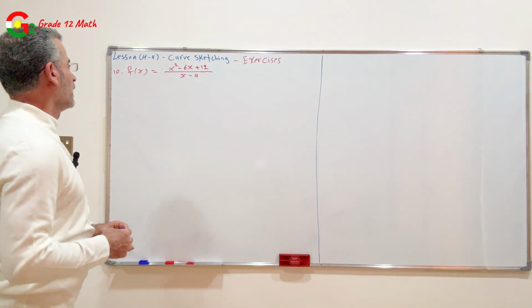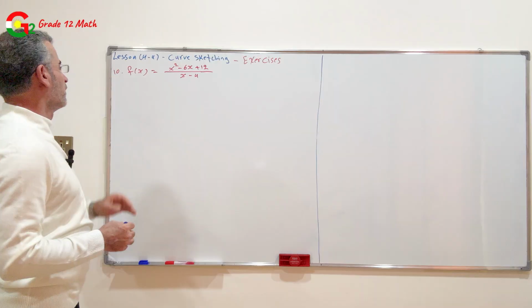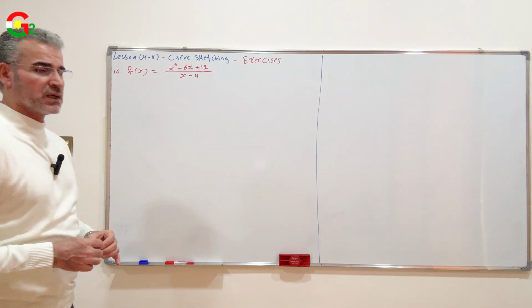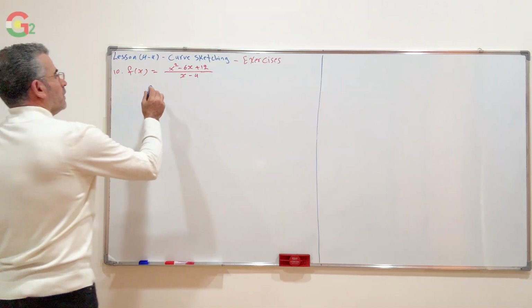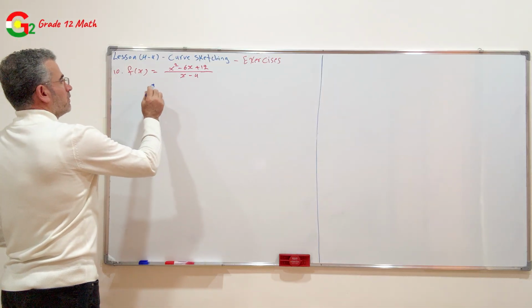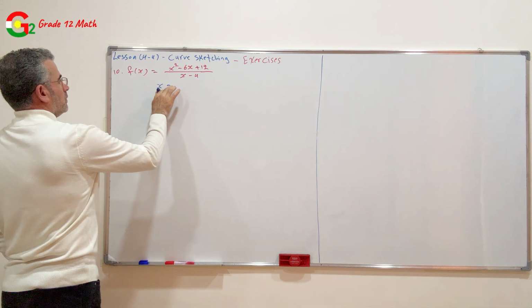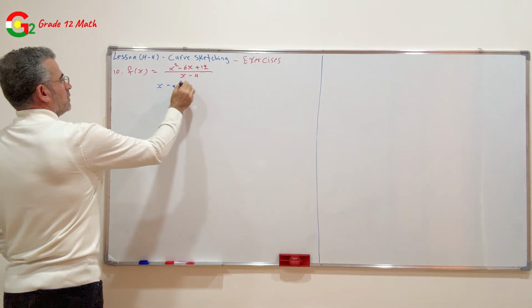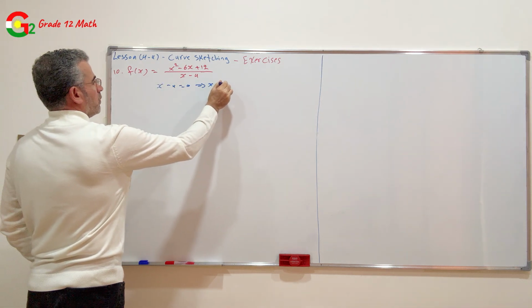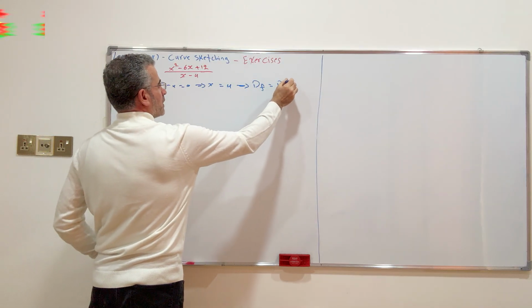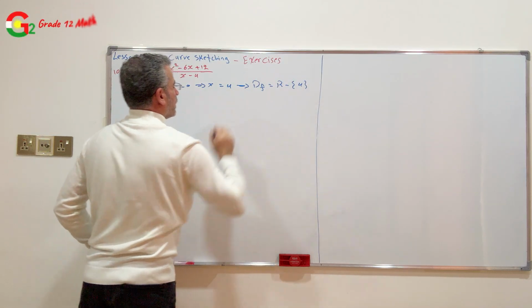Question number 10, sketch the graph of the function f of x equals x power 2 minus 6x plus 12 over x minus 4. For the domain of this function, set the denominator 0, x minus 4 equals 0, then x equals 4. Therefore, the domain of this function is all real numbers except 4.